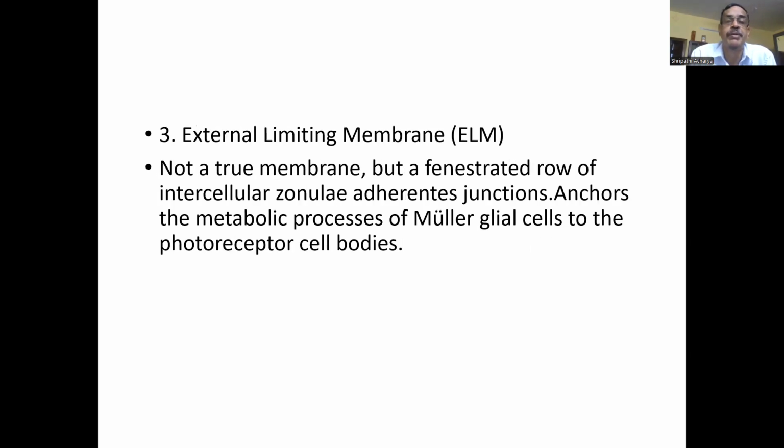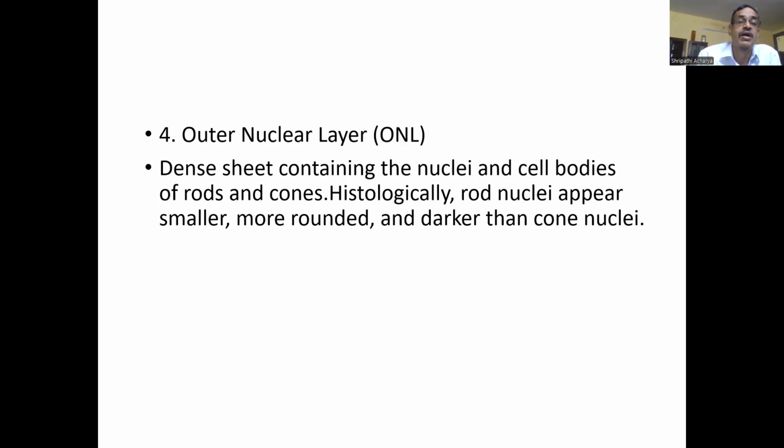3. External limiting membrane. Not a true membrane, but a fenestrated row of intercellular zonulae adherentes junctions, anchors the metabolic process of Muller glial cells to the photoreceptor cell bodies. 4. Outer nuclear layer, a dense sheet containing the nuclei and cell bodies of rods and cones. Histologically, rod nuclei appear smaller, more rounded, and darker than cone nuclei.